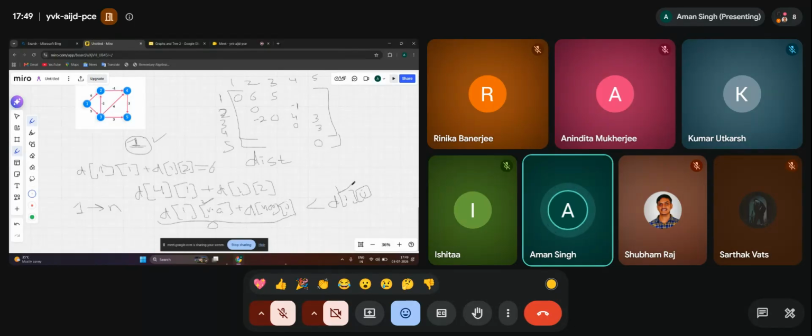In DP, we generally recompute things and use them further for a better solution. So here we are also checking for a better distance from this node. Suppose this thing will be computed first and this thing will be computed first. So now we are trying to compute this with the help of these two things. So it seems like DP here, and we are using the pre-computed values in the distance array.